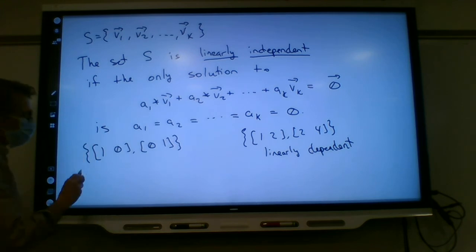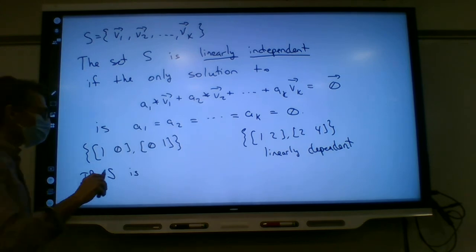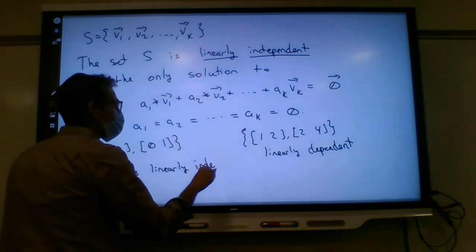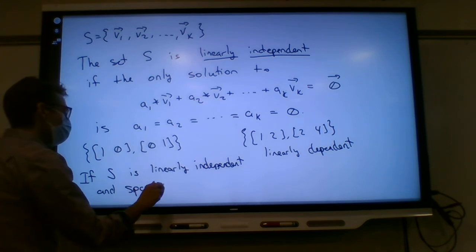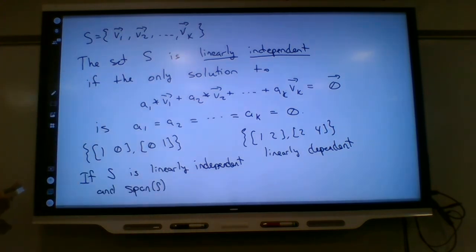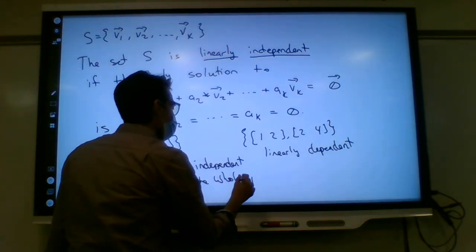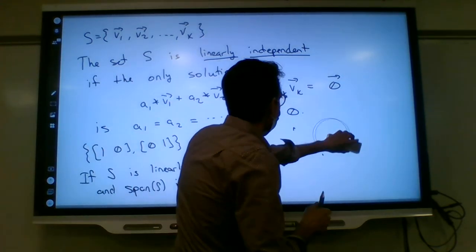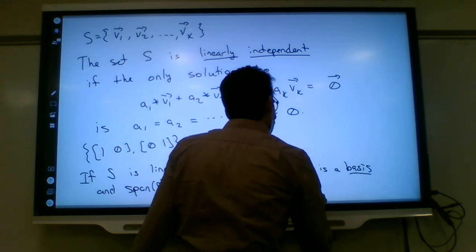So the slightly more formal definition for the basis is: if S is the set of vectors, if it's linearly independent, and the span of S is the whole space that we care about, two-dimensional, three-dimensional, or whatever, then S is a basis for the space.